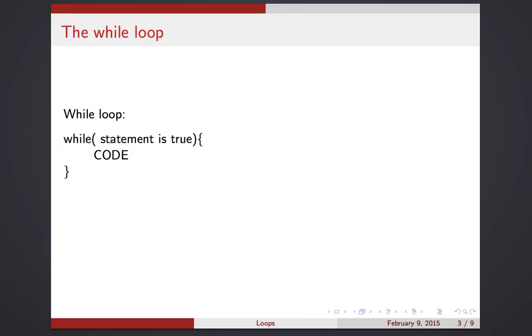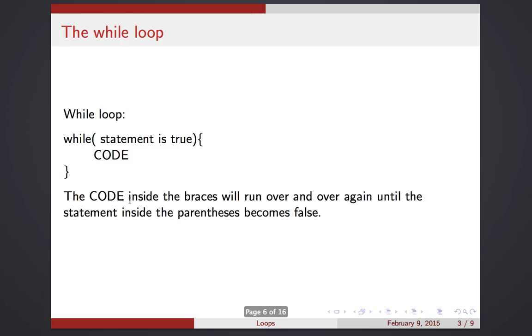So here's the syntax of it. It basically looks like an if statement where instead of an if you write the word while. You put a Boolean statement inside the parentheses. You put whatever code you want to occur inside and then close it with a brace. And just like with an if statement, there is no semicolon here at the end.